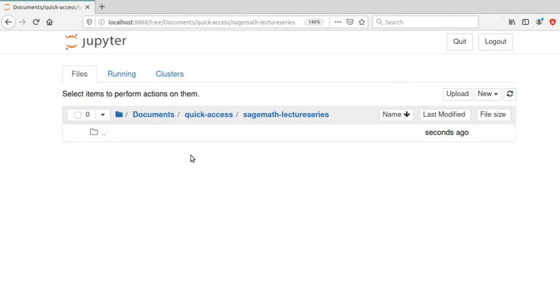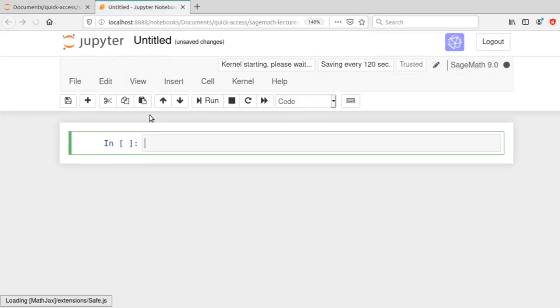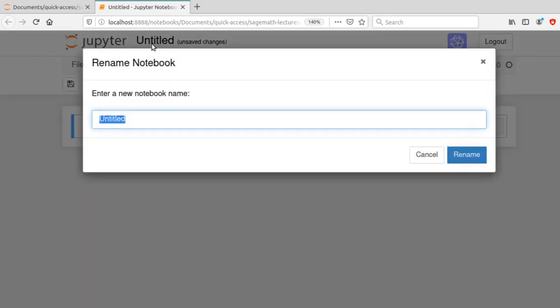To start our computation in SageMath and in number theory, we are going to create a new SageMath notebook. Note that I am already in the SageMath Jupyter interface using my Firefox browser. I am creating a new SageMath notebook. So the SageMath notebook is open. I am going to give some name for that: 003 SageMath number theory. I am giving that name.